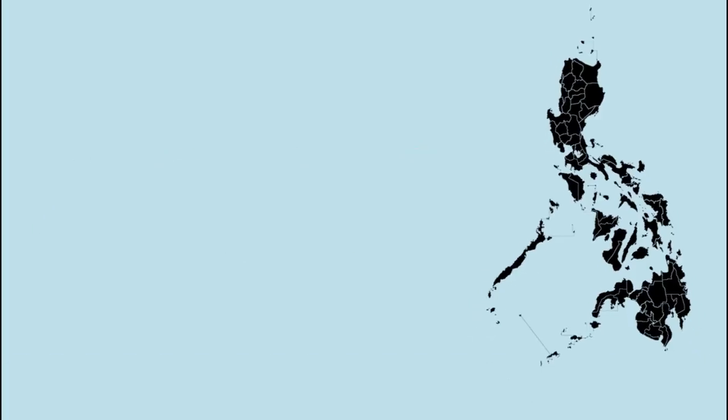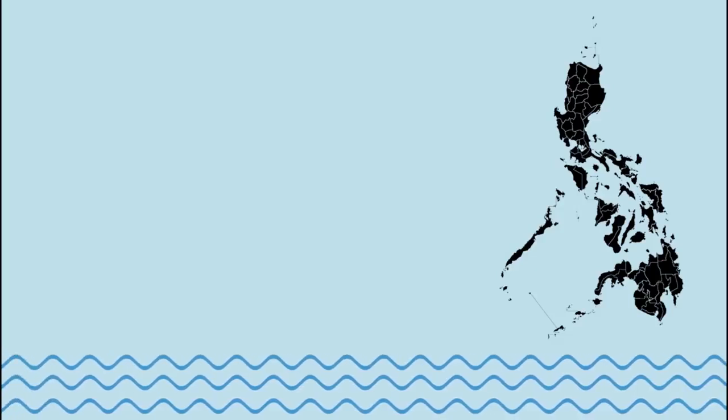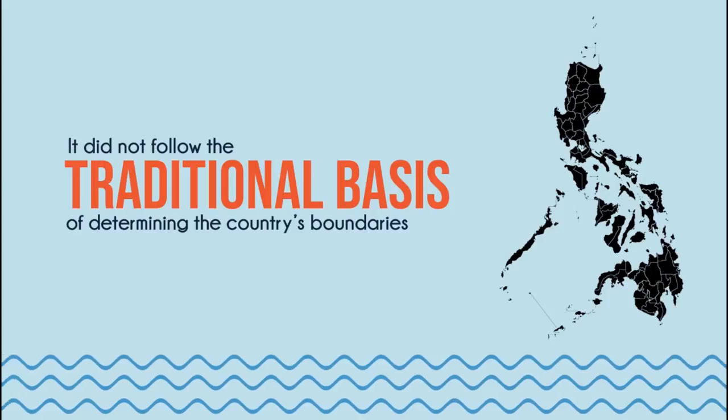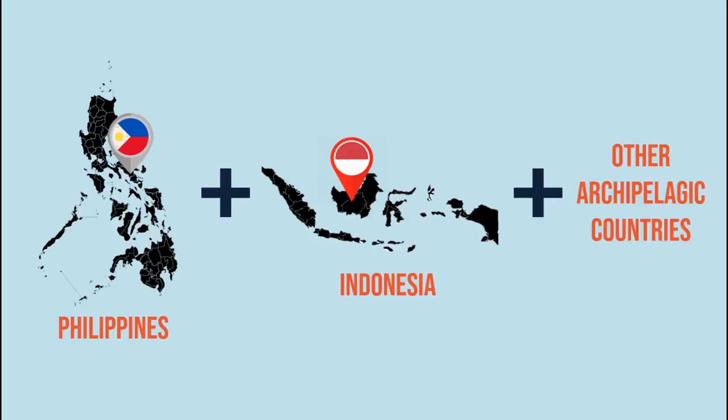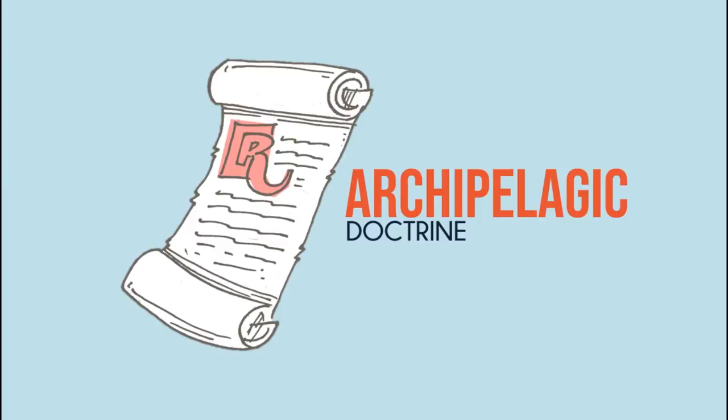Now let's move on to the internal waters of the Philippines. Due to the vastness of the Philippine Sea and the archipelagic nature of the country, it did not follow the traditional basis of determining the country's boundaries. The Philippines, together with Indonesia and other archipelagic countries, introduced the idea of archipelagic doctrine on the International Conference on the Law of the Sea.